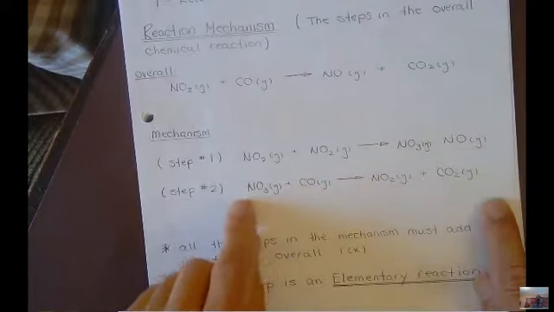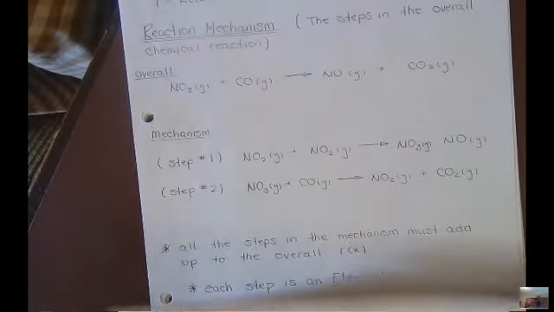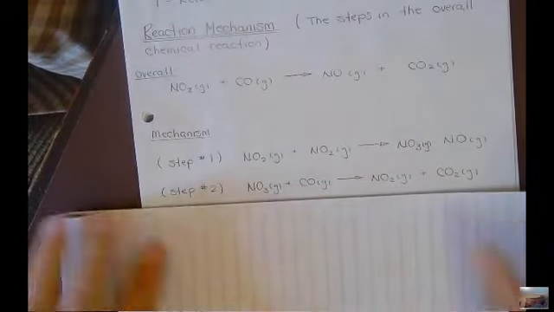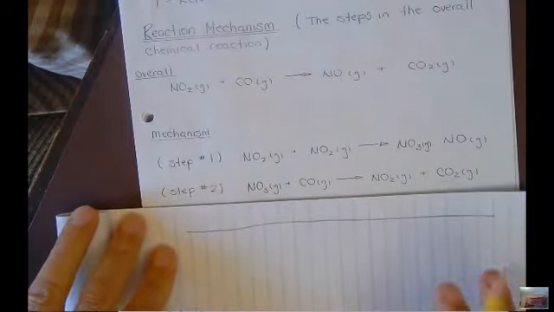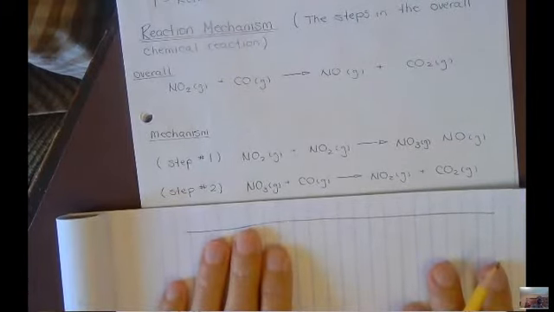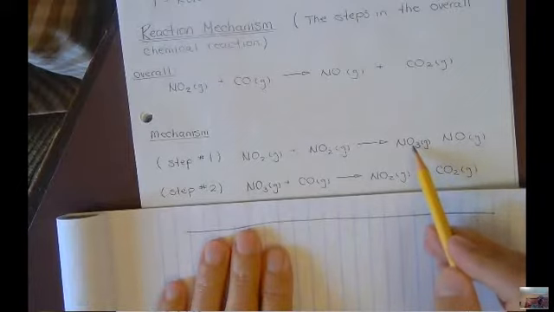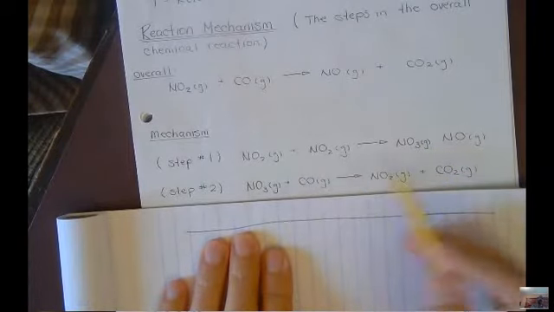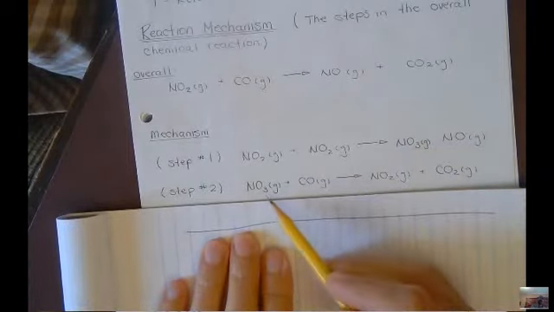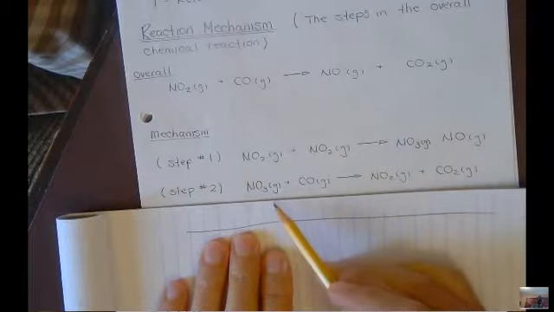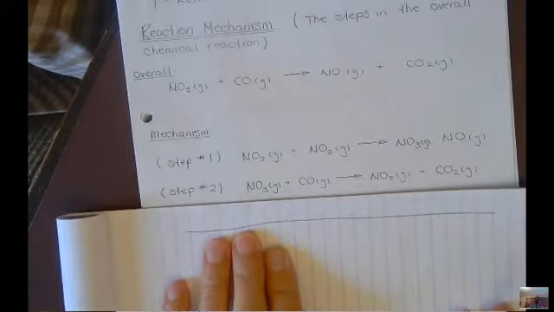So for chemical reactions, you can add them up just like you would add up mathematical equations. So what happens to this NO3 and this NO3? There's one of them on the right, there's one of them on the left, they would cancel out. Okay? So something that you create and then gets used up is called an intermediate.